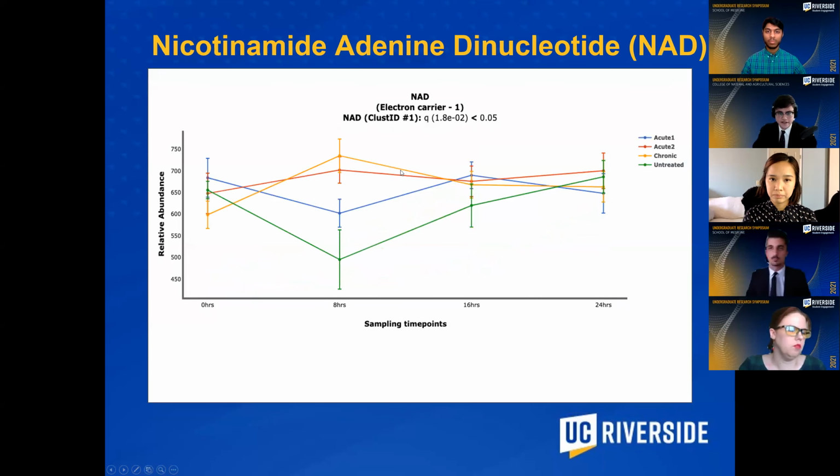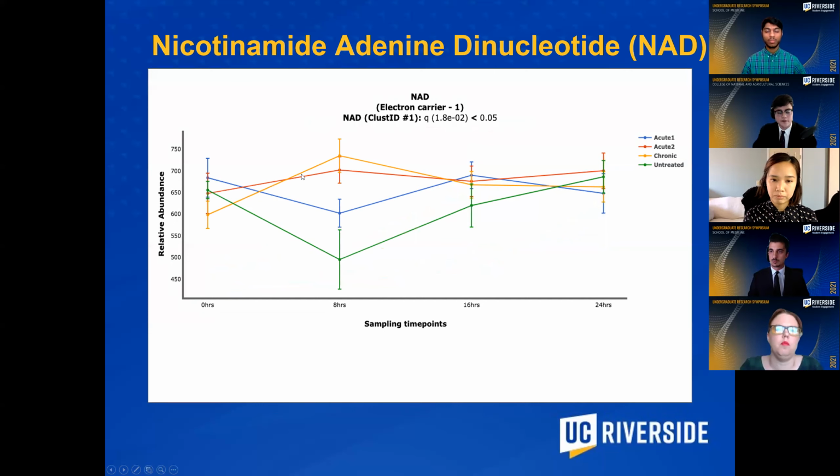Nicotinamide adenine dinucleotide, NAD, is an electron carrier involved in the electron transport chain. It's a system for large ATP production, and it plays a very important role in energy metabolism. It just produces a lot of energy. Looking at this figure, we see the orange and green groups, the chronic and untreated groups, also being of importance.